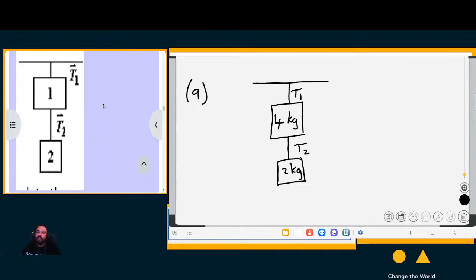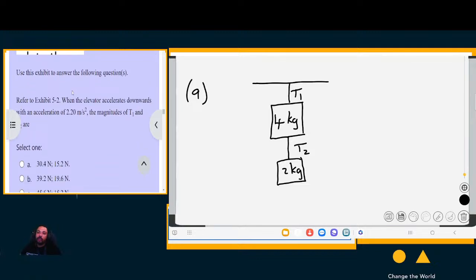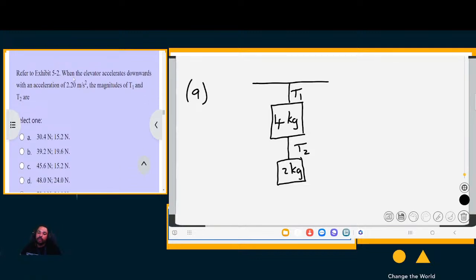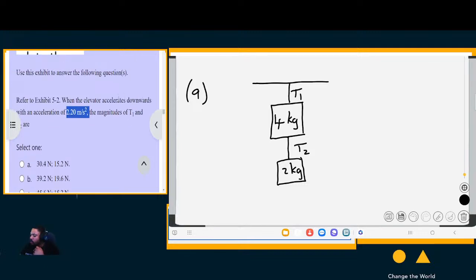The problem asks us to use this picture to answer the following questions. When the elevator accelerates downwards with an acceleration of 2.2 meters per second squared, the magnitudes of tension T1 and T2 are? So we need to work out T1 and T2, if the acceleration is downwards and equal to 2.2 meters per second squared.